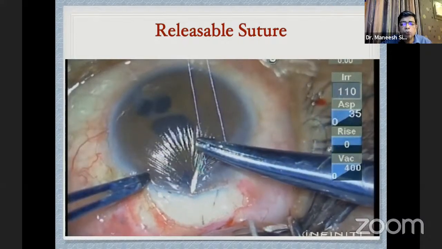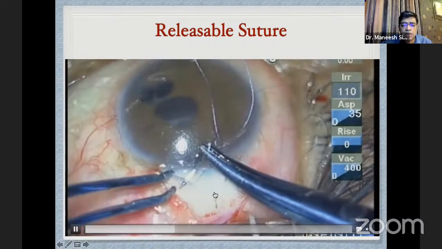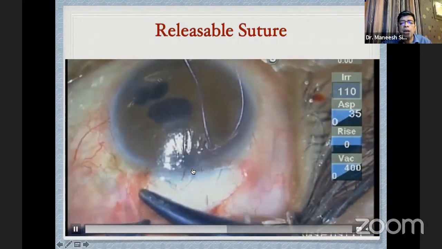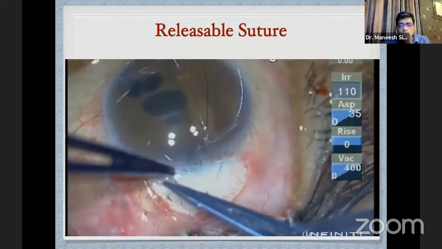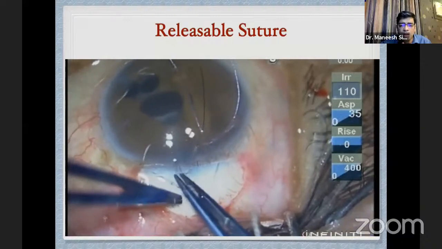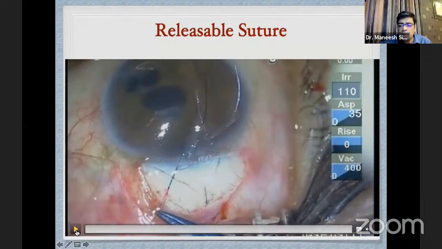As for the releasable suture, whenever I was using a triangular flap, I used to put a central interrupted suture, and then whatever extra sutures I'm putting, I'll use a releasable suture. Releasable sutures are extremely useful because you can go for a watertight closure on the table and later on you can release it. So I'll just repeat this video once again.